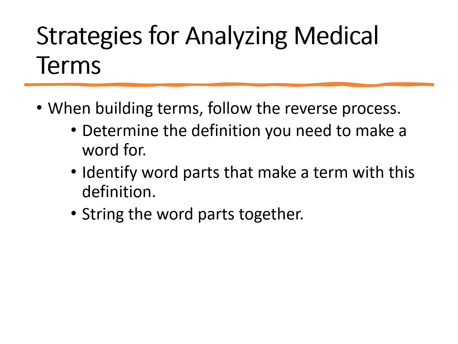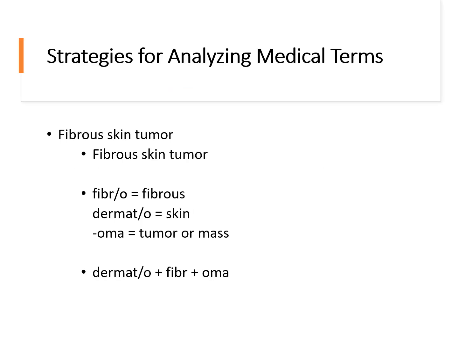Building medical terms is almost the reverse of defining them. Determine the definition you need to make a word for, identify word parts that make a term with this definition, and then string the word parts together. Place the word parts in the correct order. Here we have the word parts that convey the meaning: fibro meaning fibrous, dermato meaning skin, and oma meaning tumor.